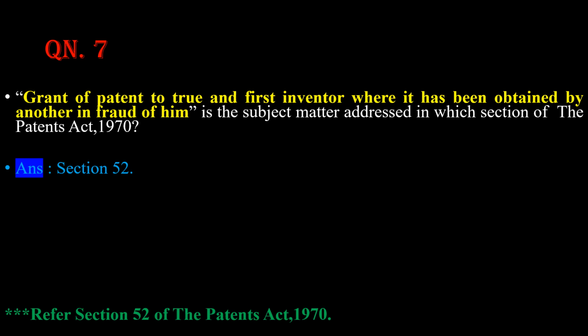Question number 7. Grant of patent to true and first inventor where it has been obtained by another in fraud of him is the subject matter addressed in which section of the Patents Act 1970? That means, read it again, friends. Grant of patent to true and first inventor where it has been obtained by another in fraud of him.